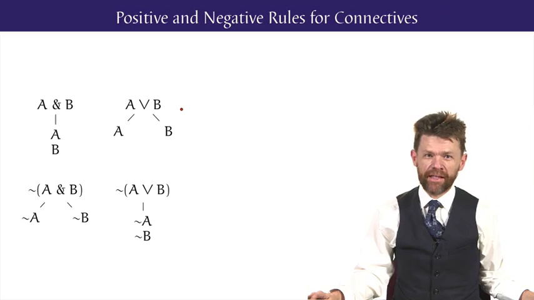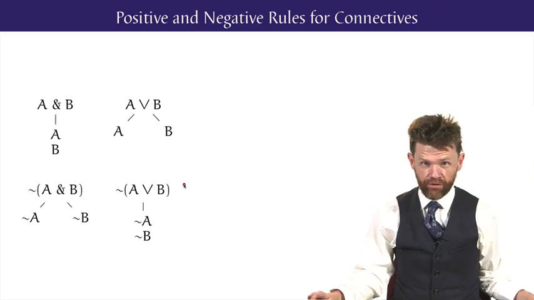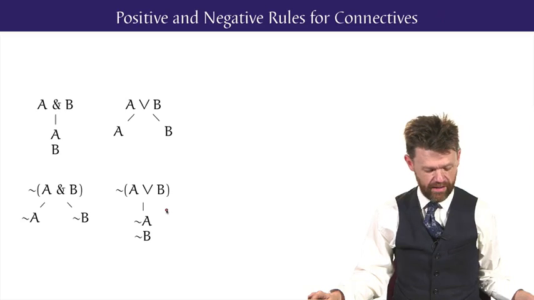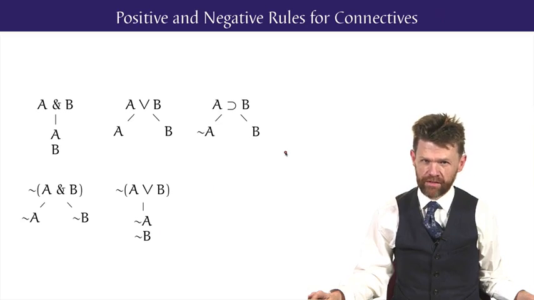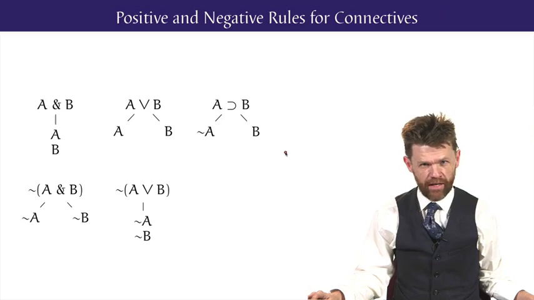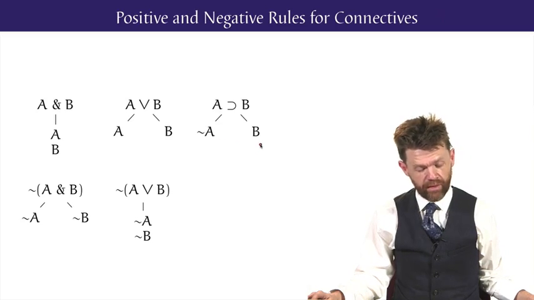Now, if a negated disjunction, it's not the case that A or B, is true, then A or B is false, which means that both A and B are false, so we write down both not A and not B in the one branch. A conditional is sort of like a disjunction. For a conditional to be true, it isn't false, which means we don't have A true and B false. So we either have A false, that's the not A branch, or we have B true, and that's the B branch.